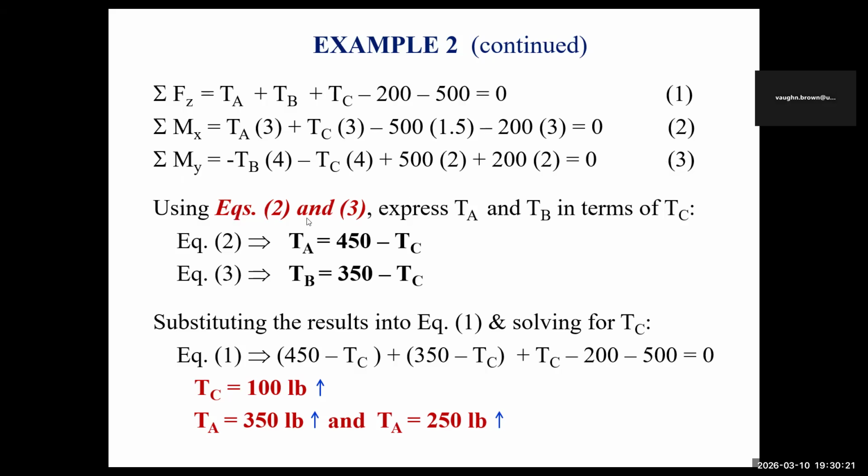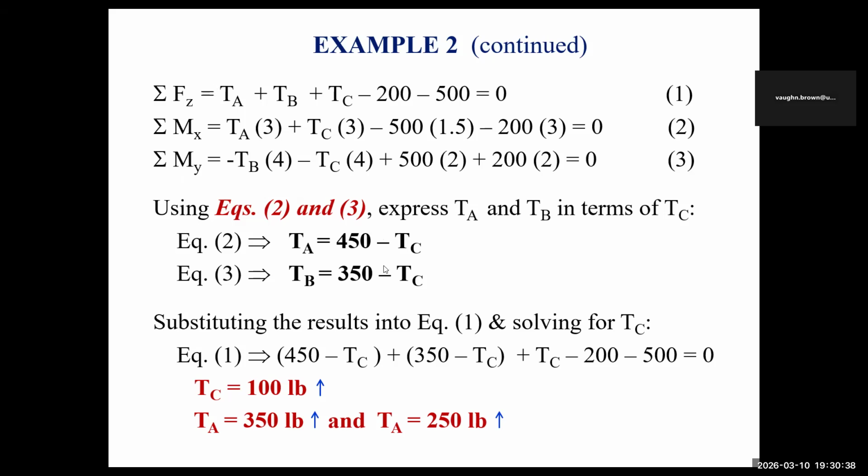You'll use equation 2 and 3, right? You express TA and TB in terms of T, and you'll get that. So you'll end up with that. And then simply you substitute them back into equation 1.